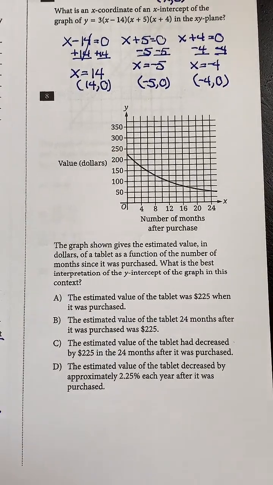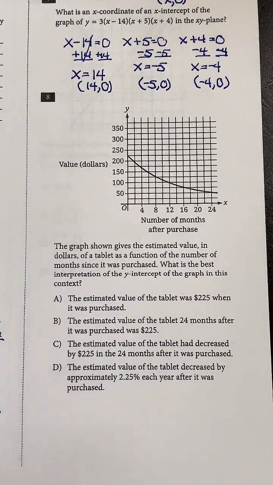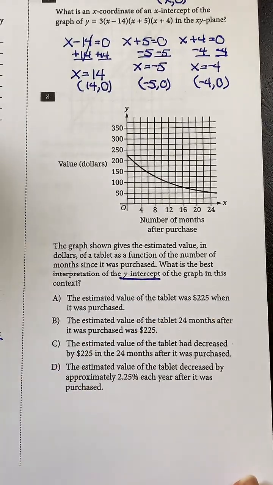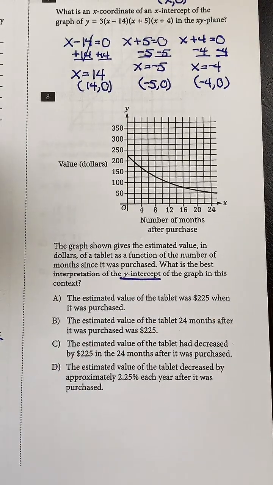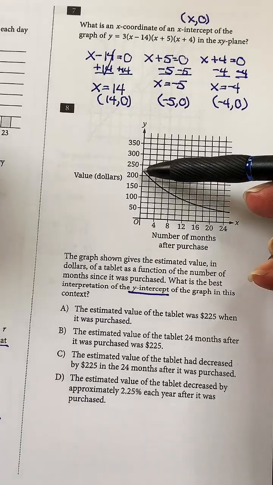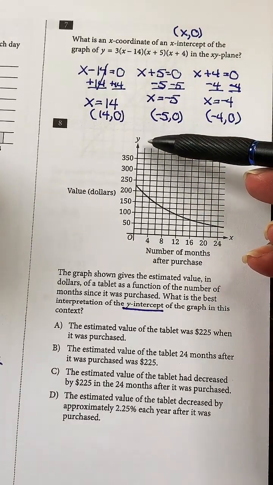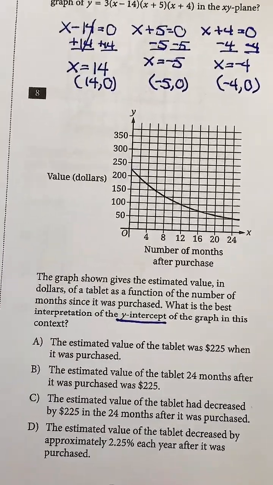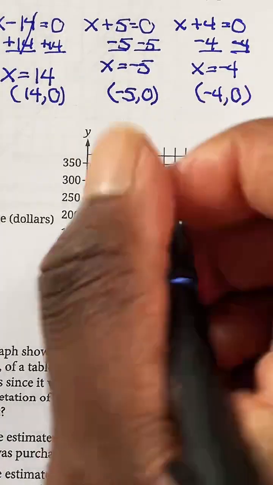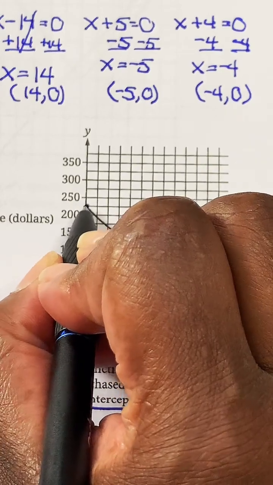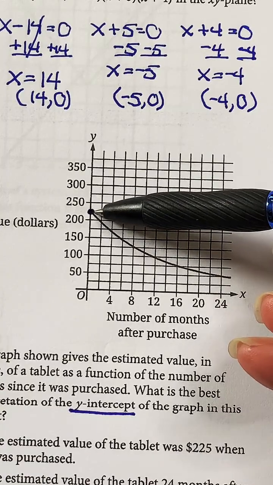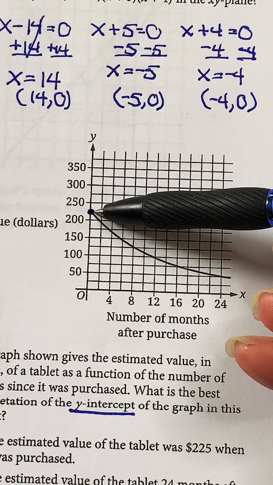Okay, so let's take a look. We're only looking at what the y-intercept means. If you don't know what the y-intercept means, it's going to be hard to understand this. The y-intercept is where the graph is crossing the y-axis. Let me zoom in. Here's the y-axis, goes up and down. This dark graph is hitting right here, between 200 and 250. So that's where they're getting that 225 from.